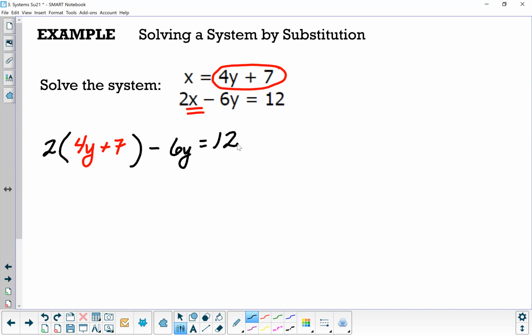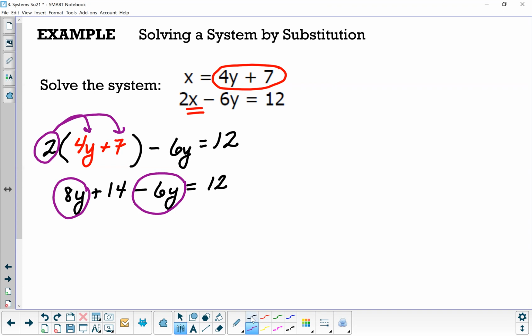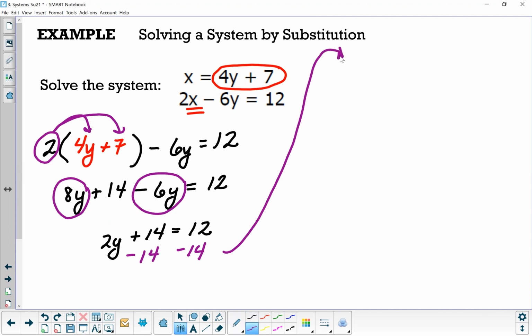Now I'm going to solve for this variable y, starting with distributing the 2 to the 4y plus 7. So that gives me 8y plus 14, and then minus 6y equals 12. Okay, let's combine like terms. The 8y and then the minus 6y gives us 2y, and then plus 14 equals 12. All right, let's subtract 14 on each side. So that gives me 2y equal to negative 2. And now we're going to divide by 2 on each side. So we get y is equal to negative 1.